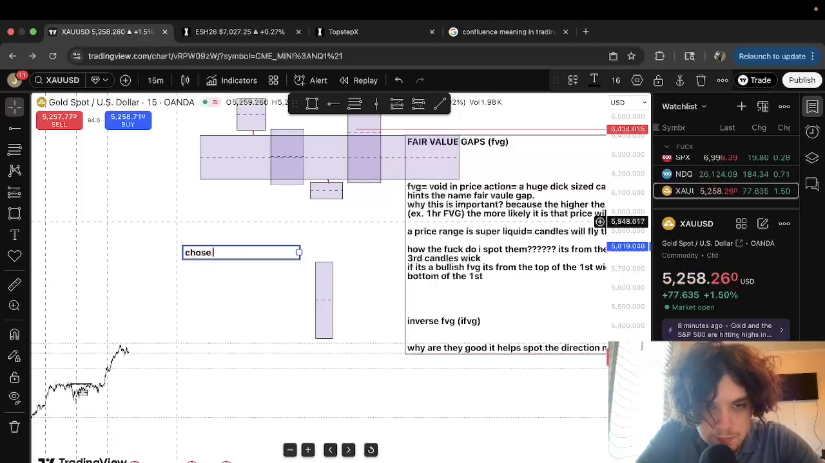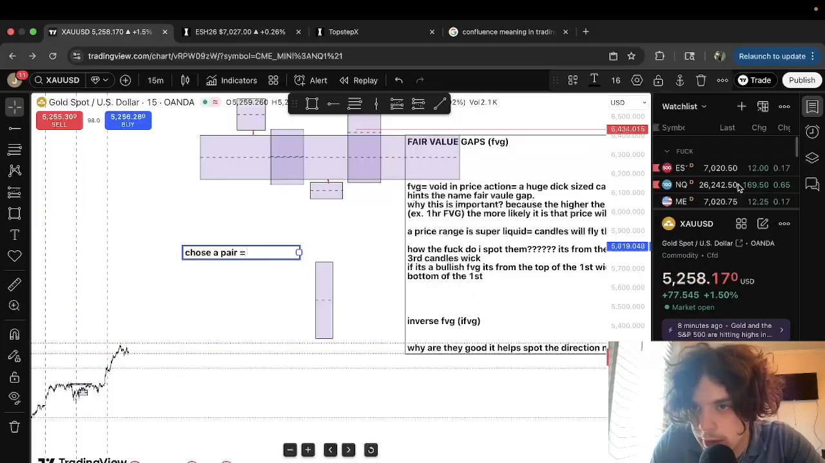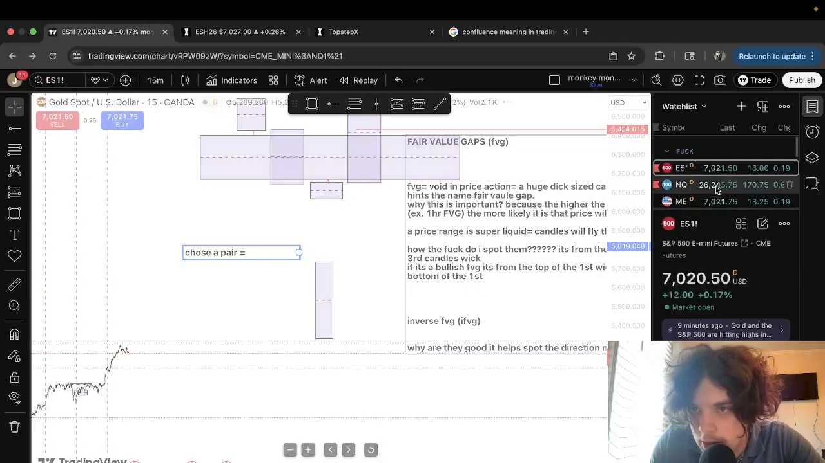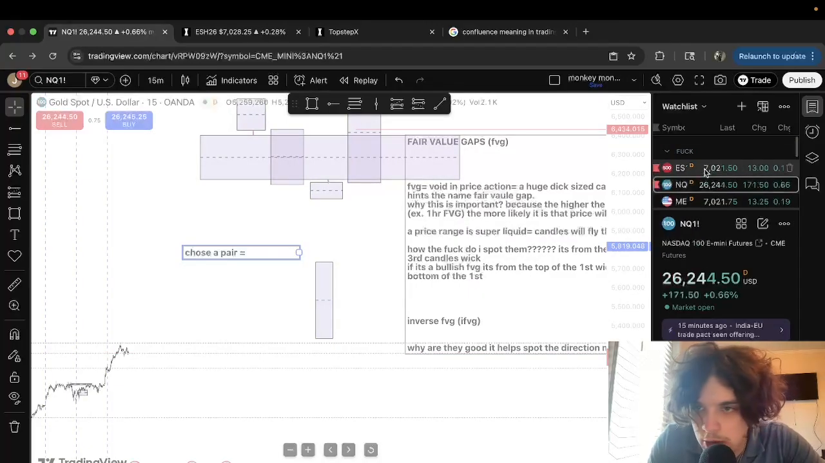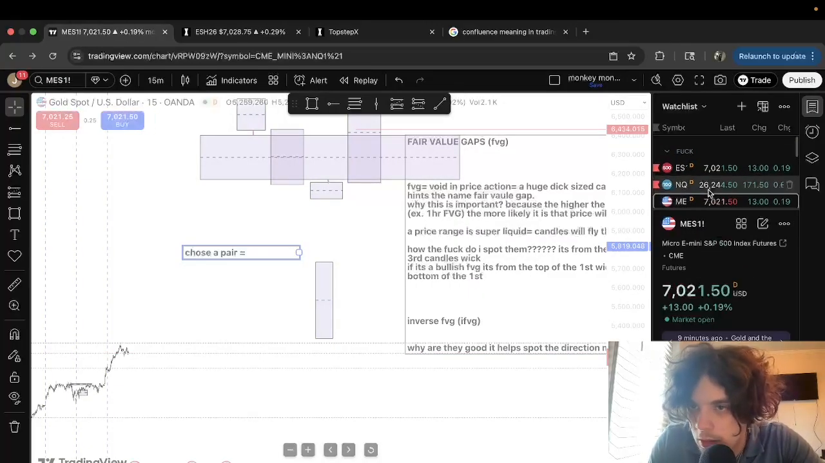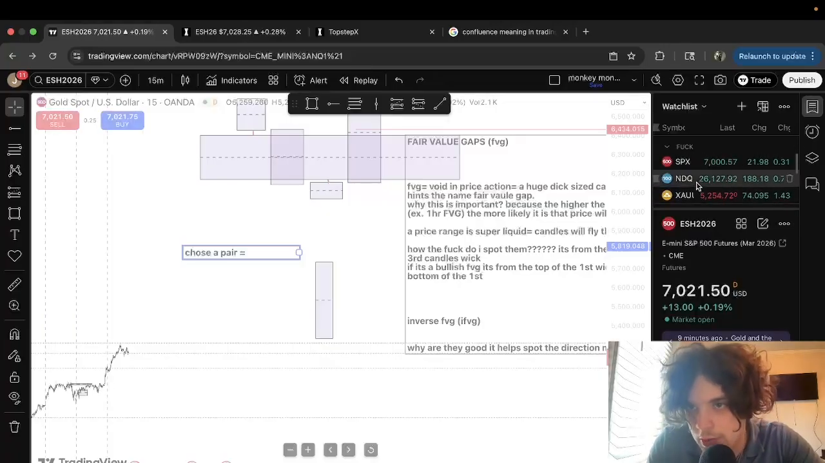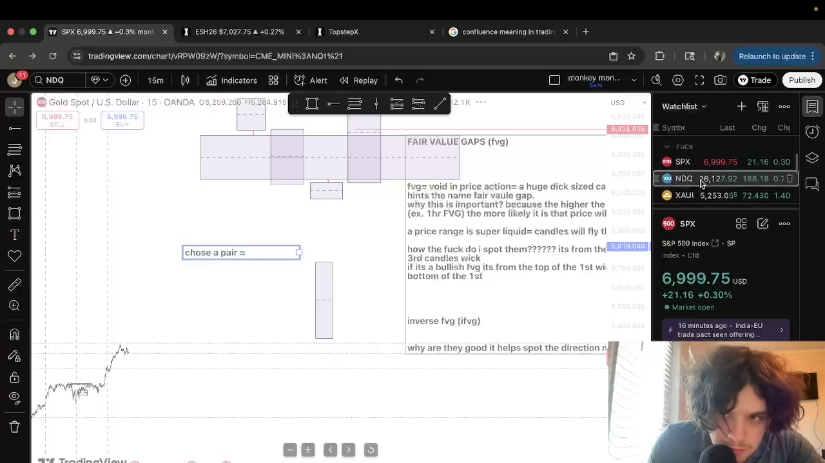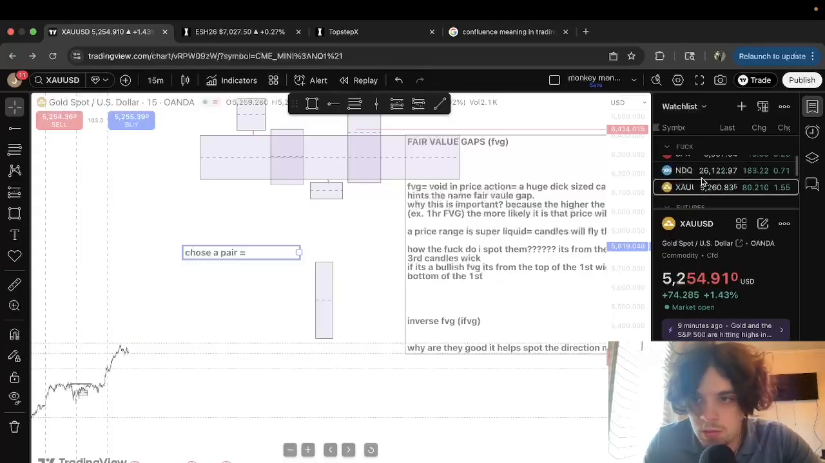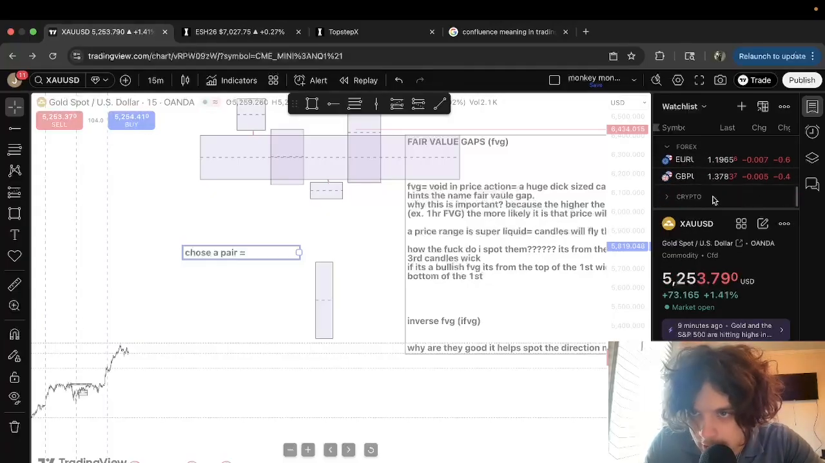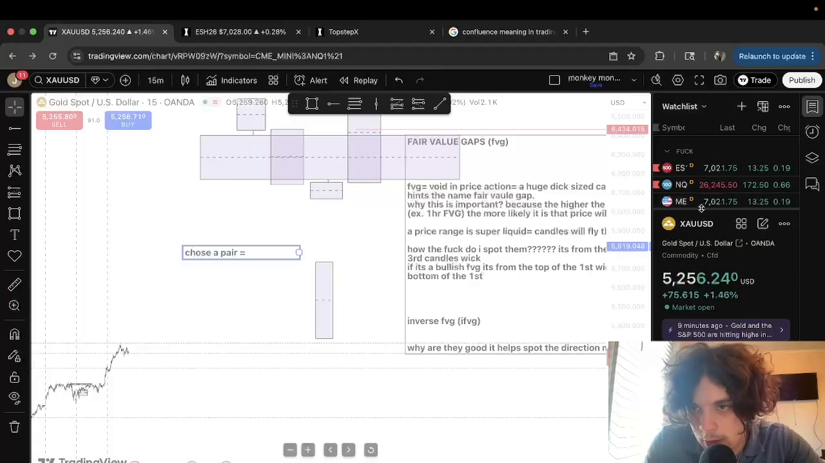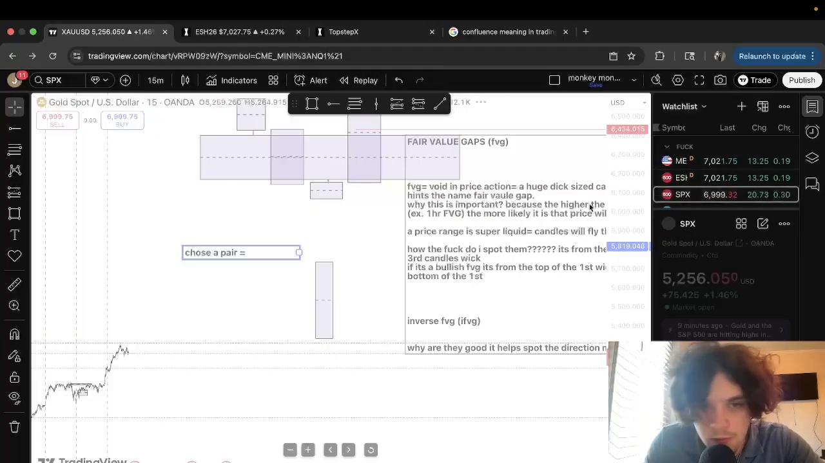Choose a pair, right? What does a pair mean? A pair means any one of these little ones. Like you have ES in Q1, which I'll explain what all that means later. MES, which is just the S&P 500. ESH, which is just the S&P 500. SPX, NASDAQ, gold. Don't use Forex. Don't use these currencies. Don't do that. You're going to make no money. Don't do it.